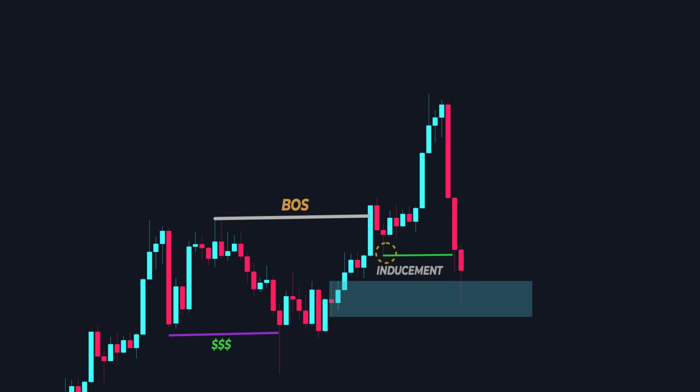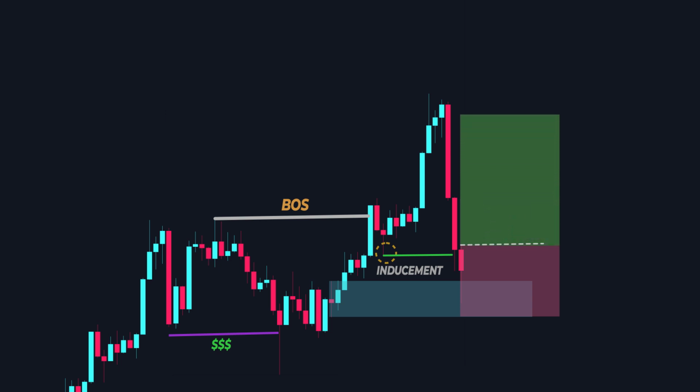Here's how we set up the trade. Entry. Place a buy limit at the top of that candle's wick. Stop loss. Just below the low of the demand zone. Target. The weak high above us. Now, why are we confident here? Because that inducement liquidity has already been swept, which means the path of least resistance is now to the upside. So we expect a strong continuation. Let's see how it plays out.